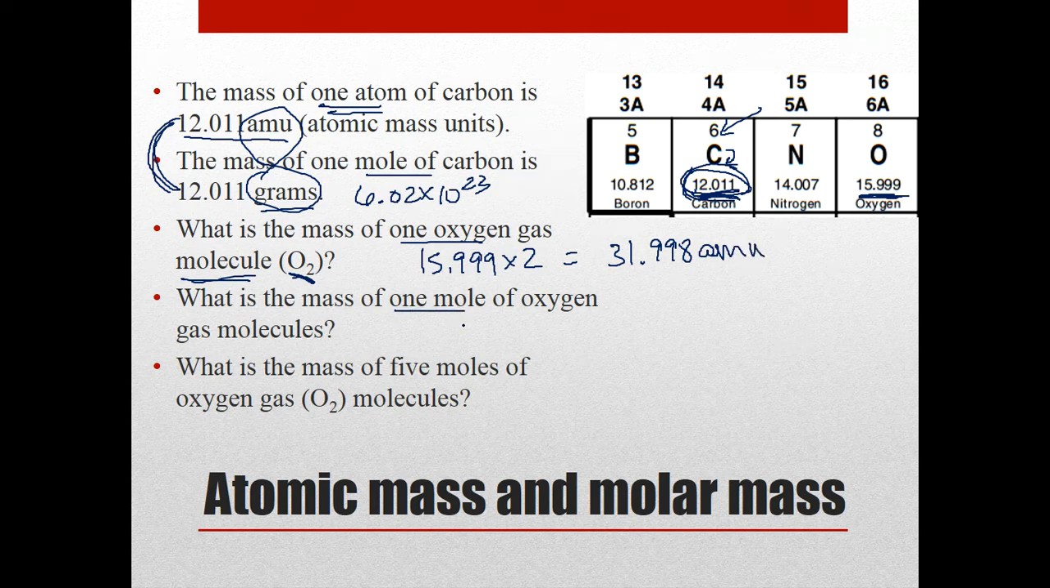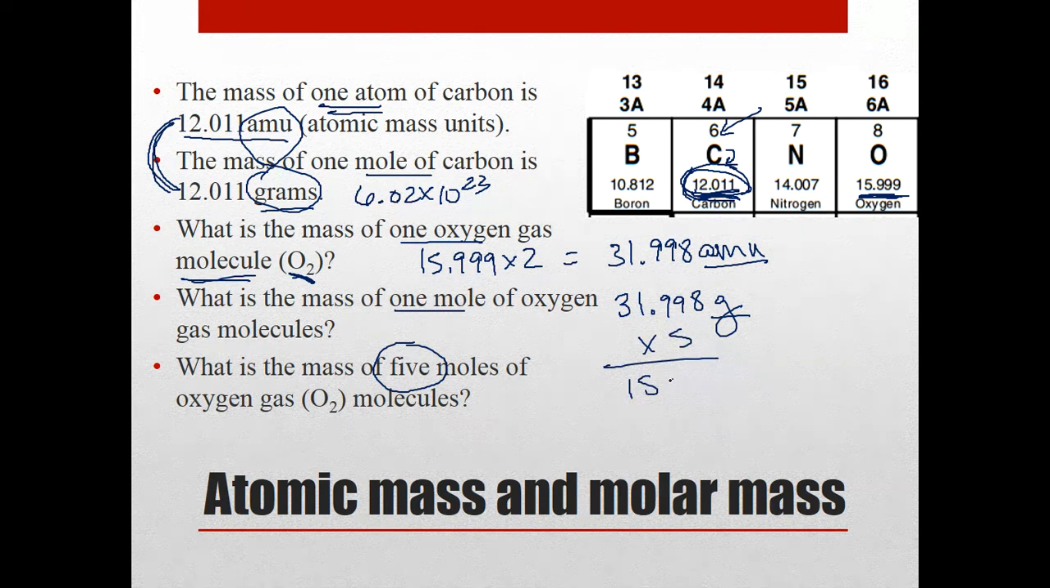But what if I have 602 sextillion molecules of oxygen gas? What if I have a mole of oxygen gas? Well, now all I have to do is change my label to grams. Same mass number, just a different label. So 1 molecule is in AMUs, 1 mole is going to be in grams. And then I can start scaling this up. So what if I had 5 moles of oxygen gas? I'm just going to take that, multiply it by 5, and I get 159.99 grams. So this is the mass of 5 moles of oxygen.